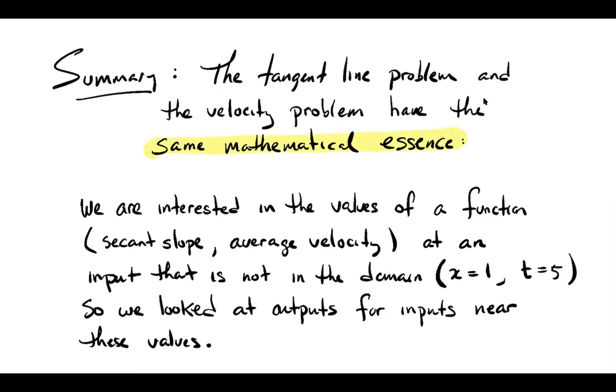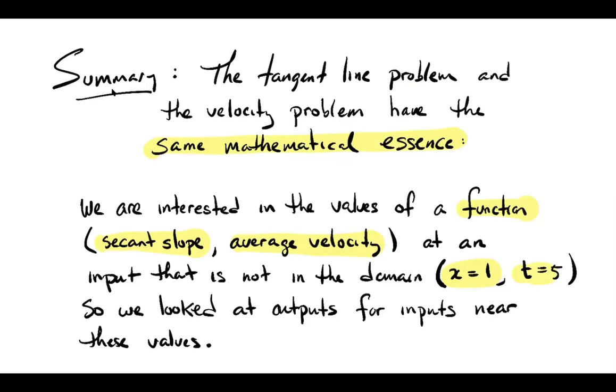In both cases, we got interested in the value of some function. In the tangent line problem, the function was the thing that was giving us the secant slopes when we plugged in an x. In the velocity problem, the function was the average velocities, that s of t minus s of 5 over t minus 5. And we were interested in those functions precisely at an input that we couldn't use. We couldn't evaluate the secant slope function when x was 1. We couldn't evaluate the average velocity when t is 5.